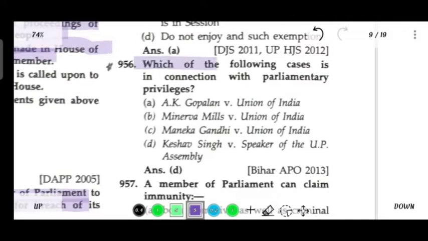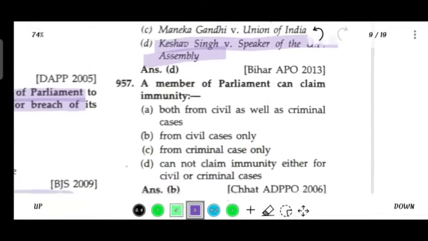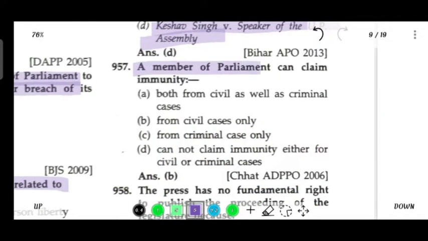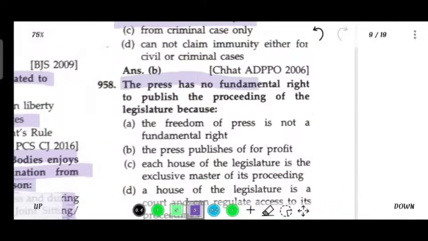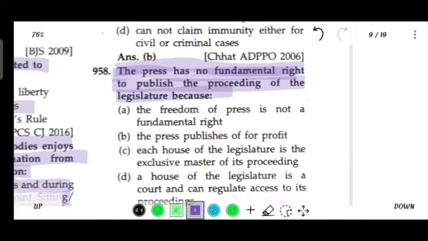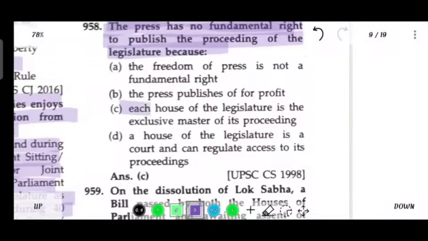Which one of the following cases is connected with parliamentary privilege? Keshav Singh versus Speaker of UP Assembly. A member of Parliament can claim immunity from civil cases only. The press has no fundamental right to publish the proceedings of the legislature because each House of the legislature is the exclusive master of its proceedings.